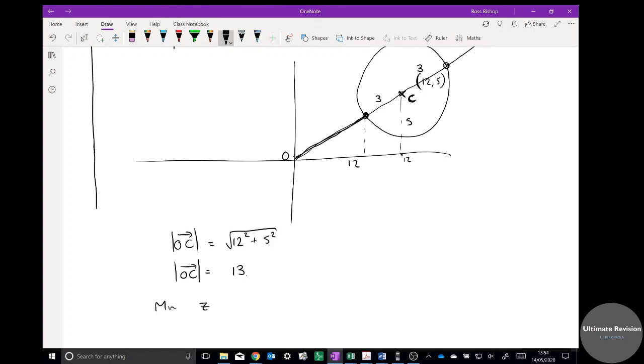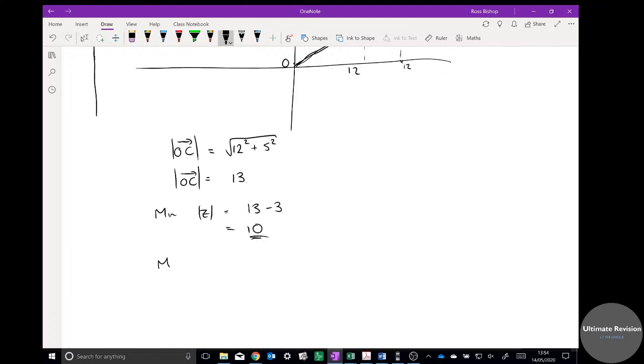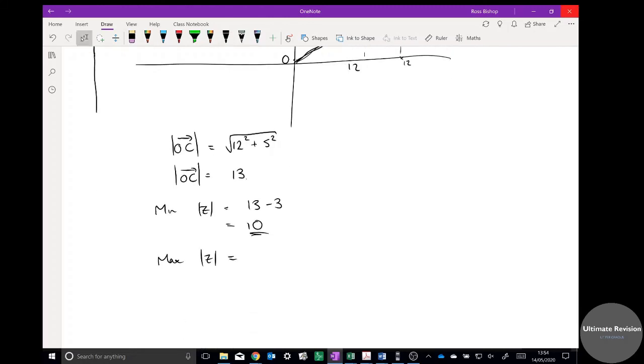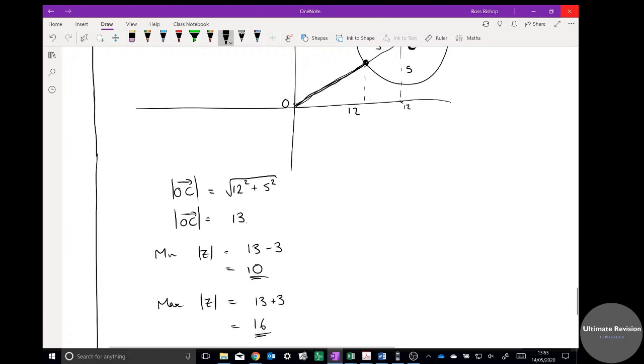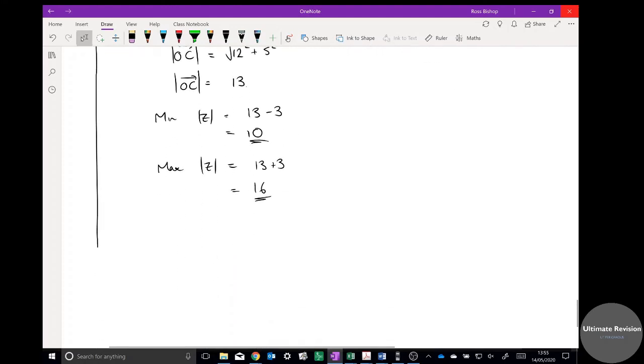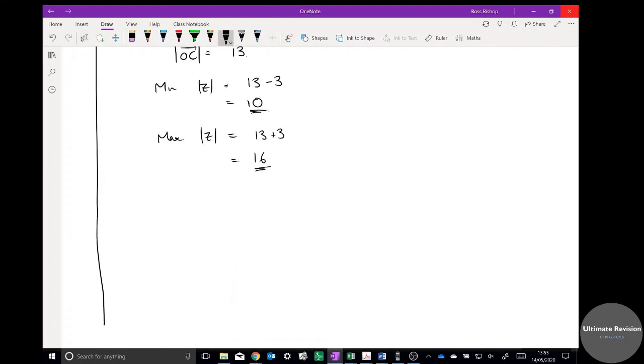Therefore, the minimum value of z, well, it's quite simply just 13 minus a radius, minus 3. So the minimum value would be 10. The maximum possible distance from the origin to z will be the other side of the circle, so it'll be 13 plus 3, which is 16. So that's the biggest that distance could be. Okay. All of this does have applications, actually, you'll be surprised, but working out the specific distances from a point is very useful in complex mode. So it's really important to know how to do it.